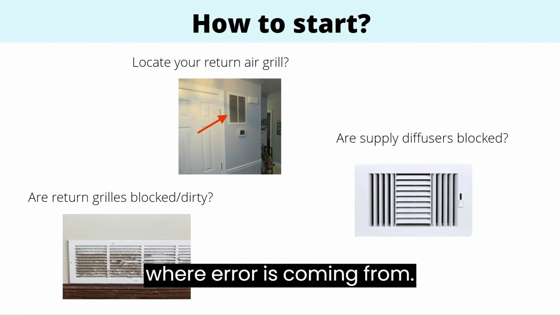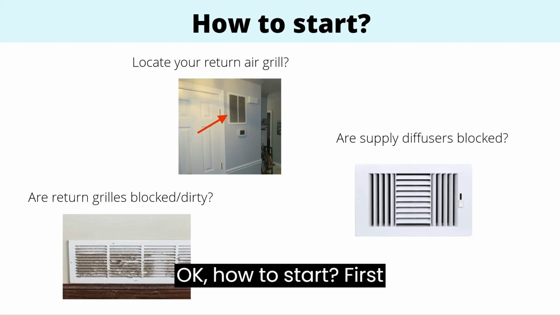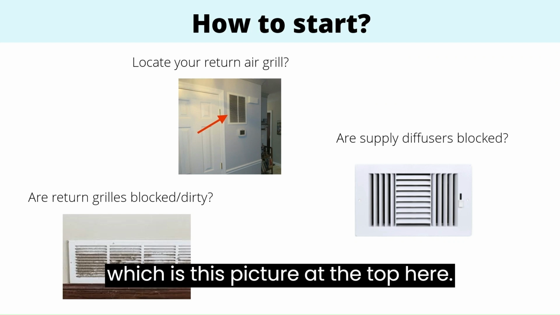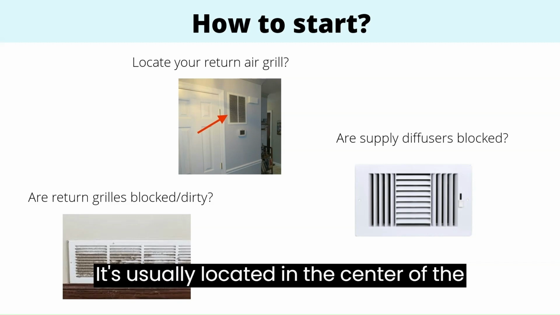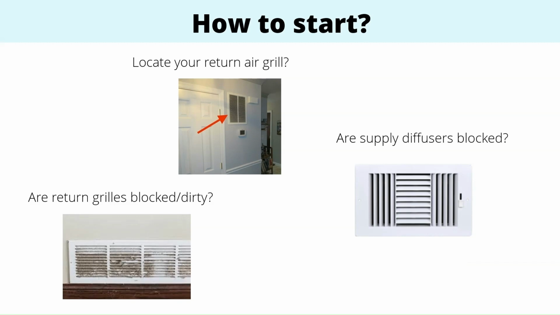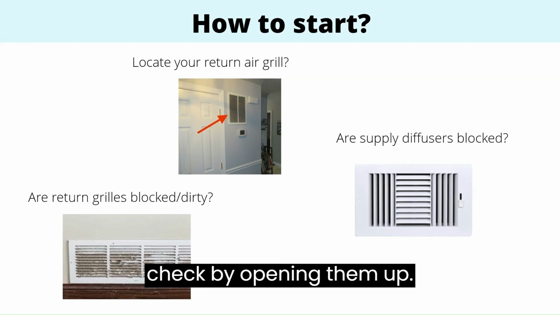So now that we know where our air is coming from, how do we start? First, start by locating your return air grill, which is this picture at the top here. It's usually located in the center of the building. Secondly, are your supply diffusers blocked? If so, check by opening them up.